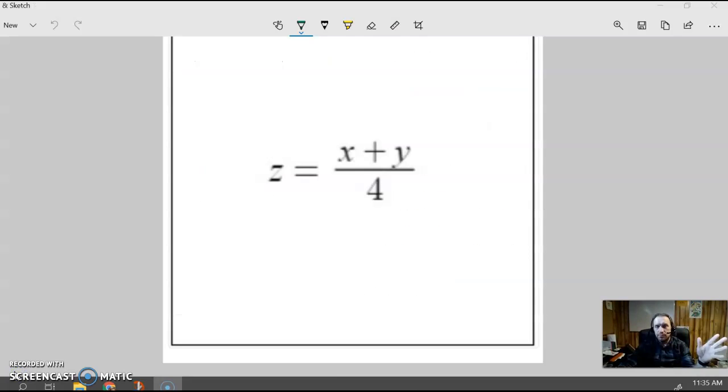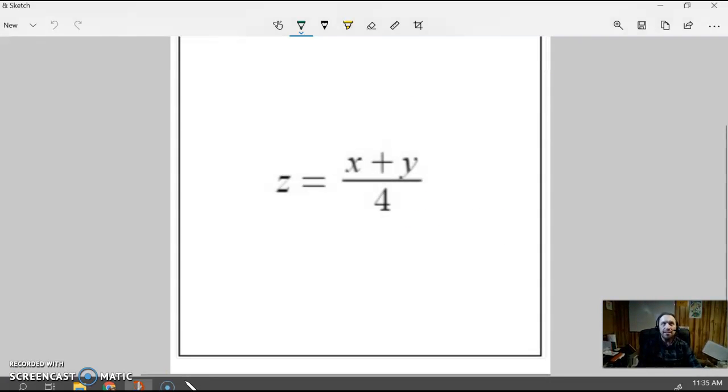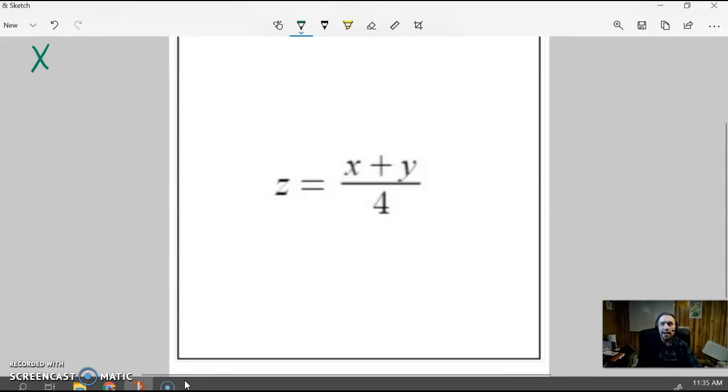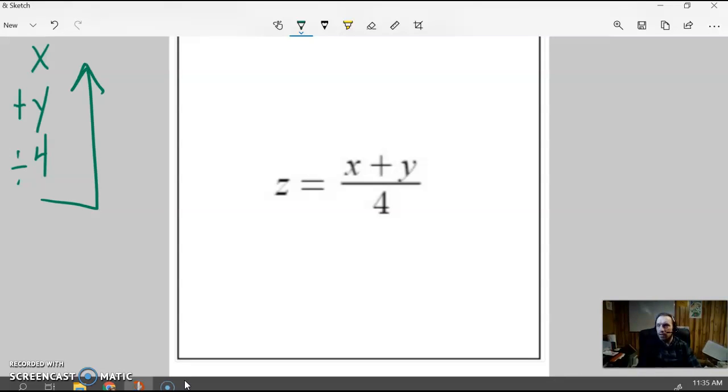How'd you do? All right, so let's walk through this from beginning to end. Again, we're solving for x. So tell me, what's happening to x? The first thing that's happening, the closest thing, right, is plus y. And then it's being divided by 4. So can you tell me, how do we undo each of those?